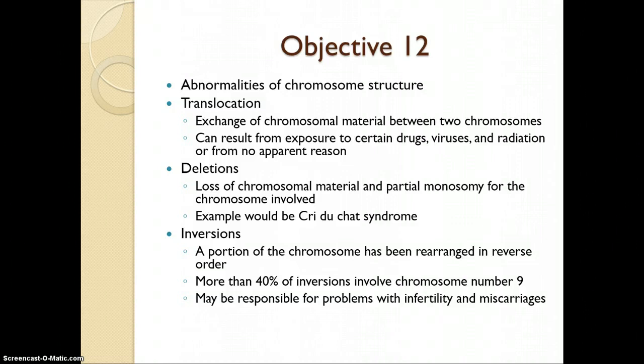Inversions are another abnormality of chromosomal structure. In an inversion, a portion of the chromosome is rearranged in the reverse order. More than 40% of inversions involve chromosome number 9, and we believe they may be responsible for problems with infertility and miscarriages when there's no other identifiable cause.